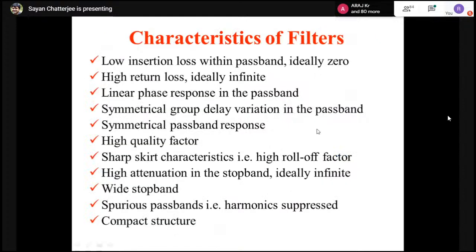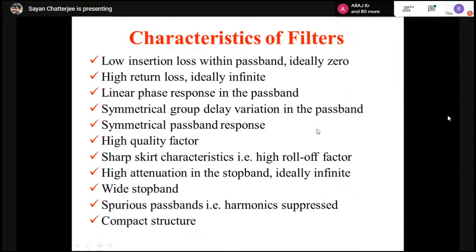So on that basis, what are the filter characteristics? The first two are very common to every filter. You need a very low insertion loss within the pass band, because loss is a very important criterion. And as we have said already, it is a two port device. So for any two port pass band device with no attenuation, the characteristics of that filter should be to ideally transmit whatever signal comes in at the input to the output.